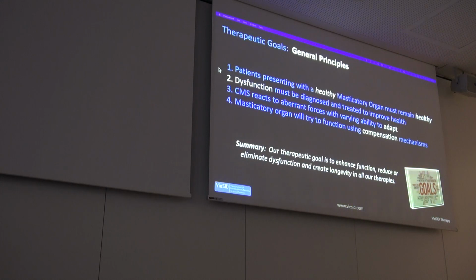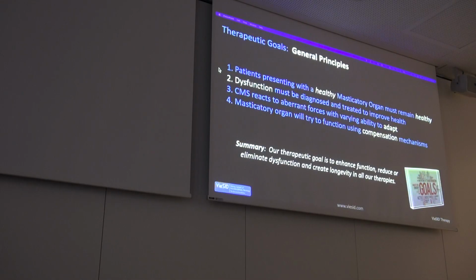The craniomandibular system reacts to bad forces with a varying ability to adapt. We know that people come in with a class 3 malocclusion with one centric stop, and you ask them how they're doing, and they go, great. And then we know people that come in that have a beautiful looking occlusion. We have to look further, and they're not functioning so well.